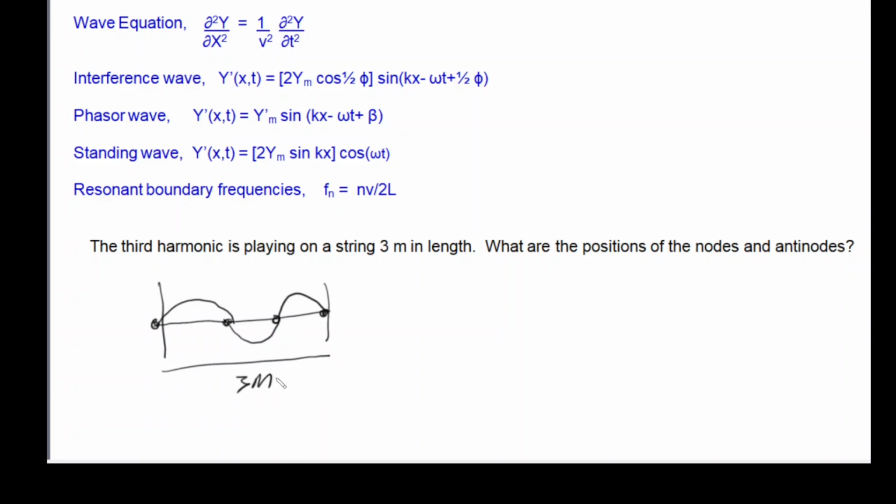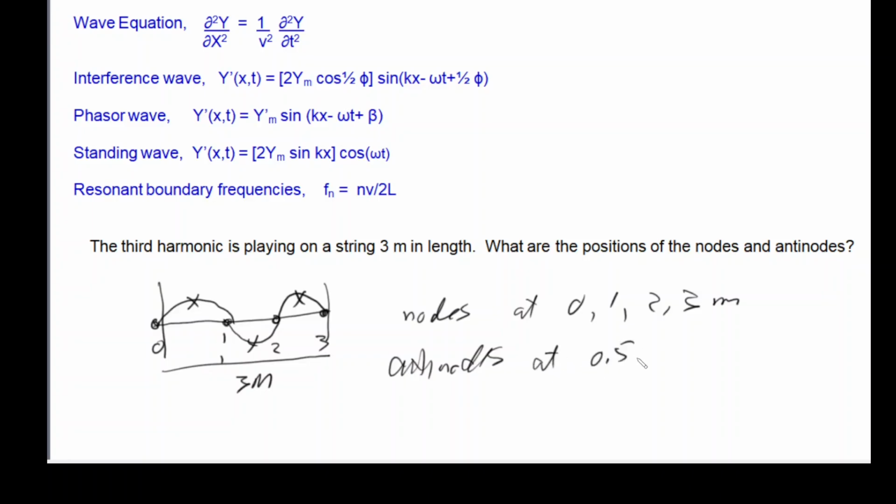So we can divide these up and see that our nodes are at 0, 1, 2, and 3 meters. And our antinodes are halfway between them. So here, here, and here. So that would be at 0.5, 1.5, and 2.5 meters. So that's where the nodes and antinodes are.